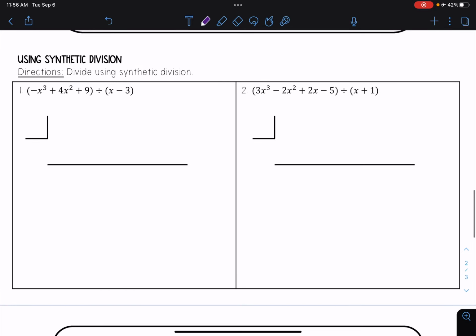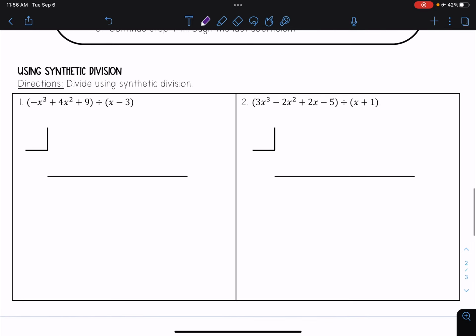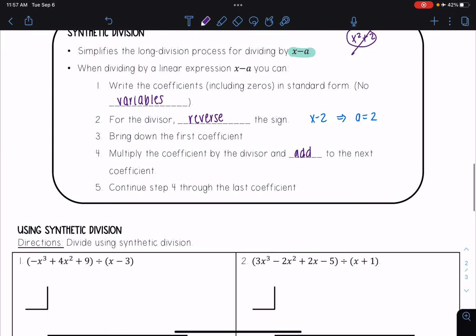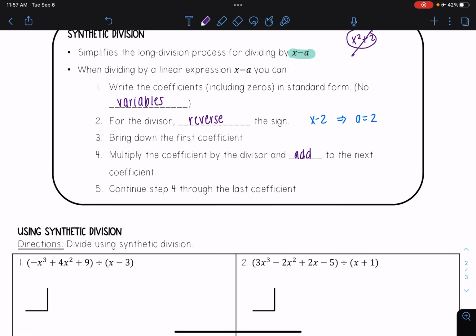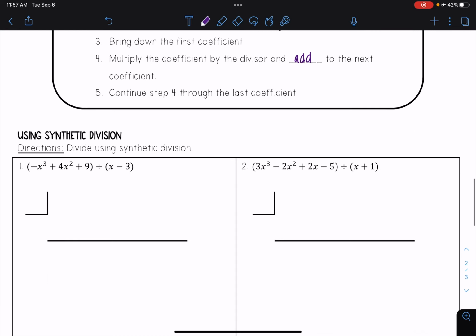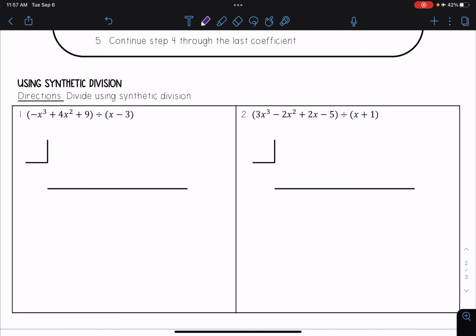So a lot of that probably doesn't make sense right now. I'm going to go ahead and go through 2 examples, and then it will make more sense to you. Okay, so we're going to divide these using synthetic division. So my first step is I want to write the coefficients, including zeros, in standard form. So I'm going to write the coefficients of what I'm dividing across the top here.